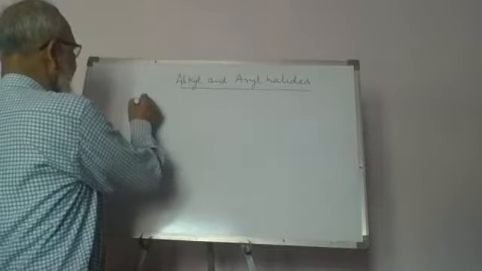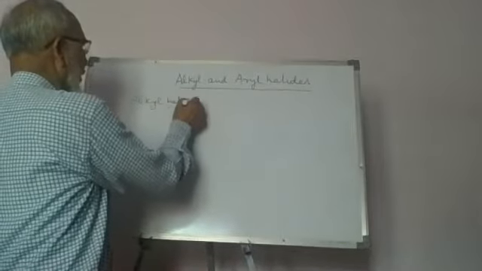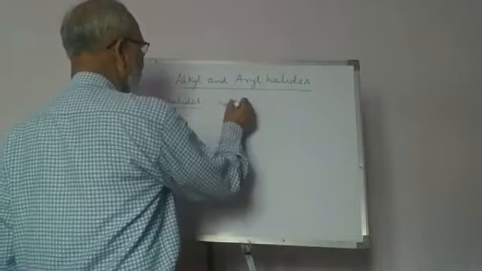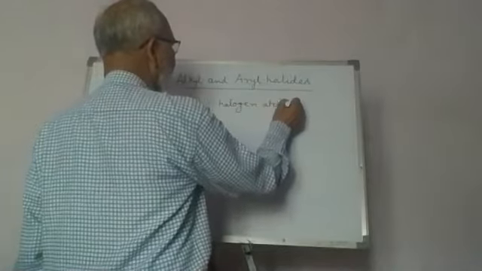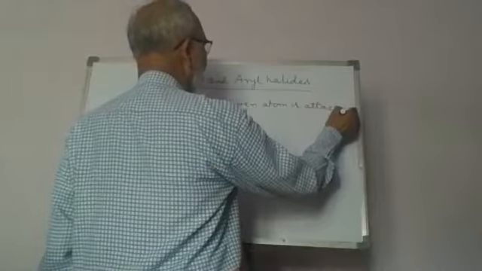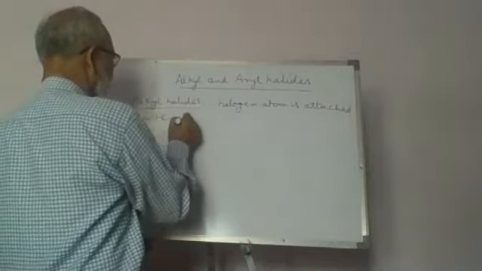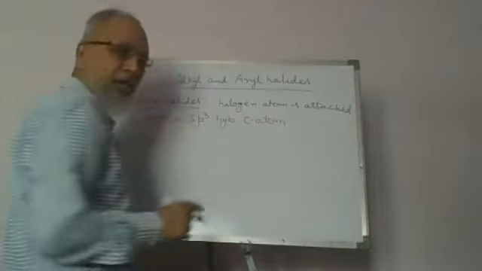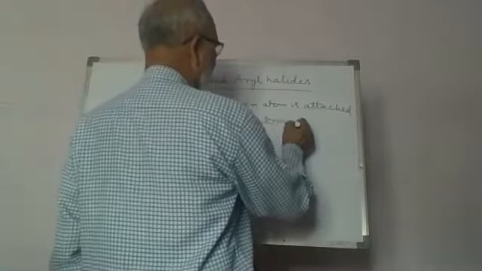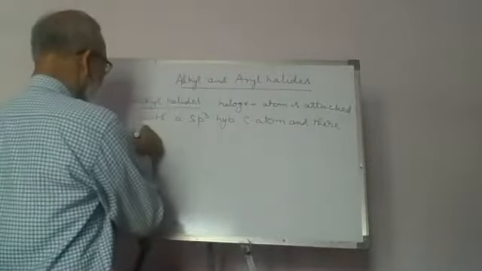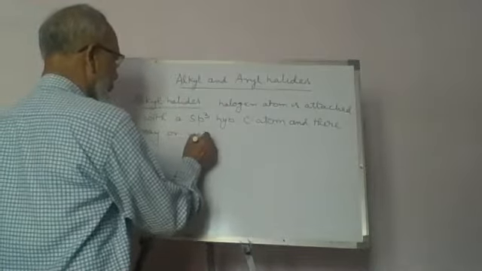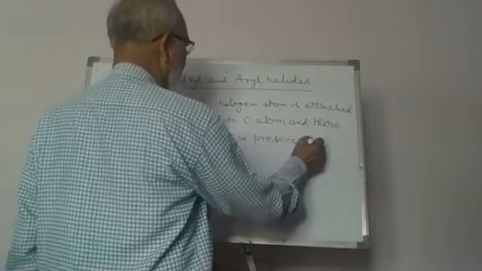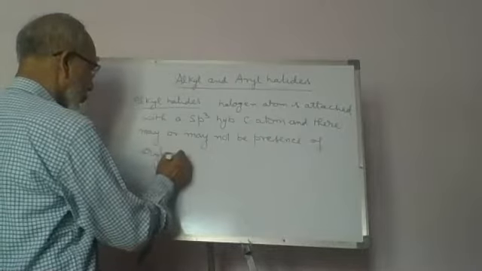In alkyl halides, the halogen atom is attached with an sp3 hybridized carbon atom, and there may or may not be the presence of an aryl or benzene nucleus.